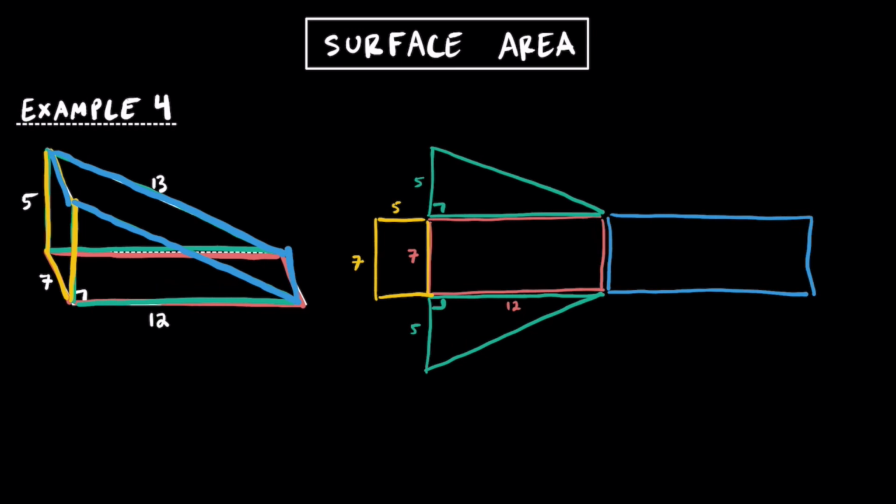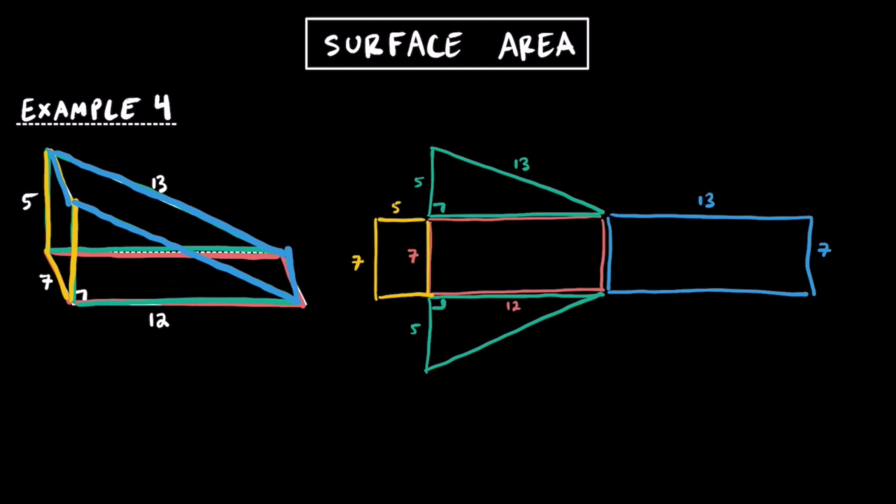So what's that going to be? Well, we know this is going to be 7 over here, and the length of it is actually going to be 13, because in the problem they tell us that the slant of the ramp is 13. Just keep in mind that those measurements need to match with each other.